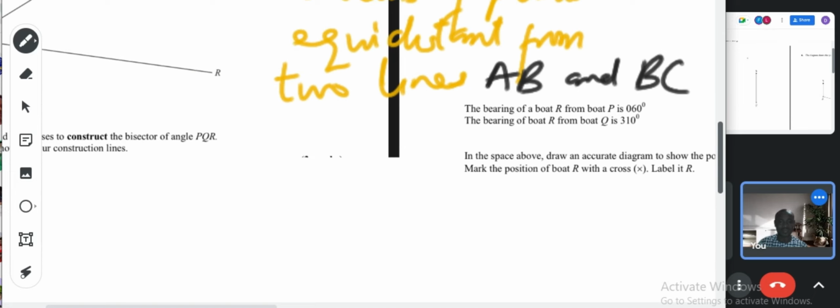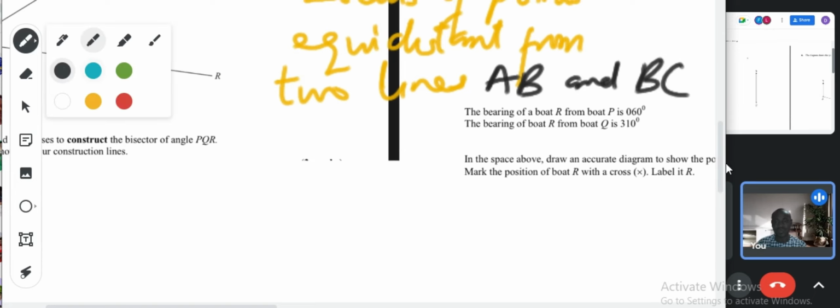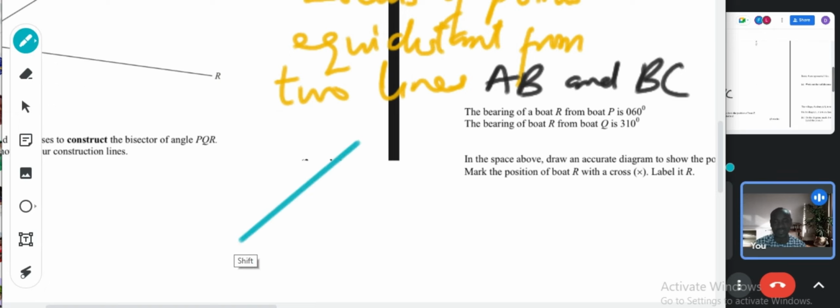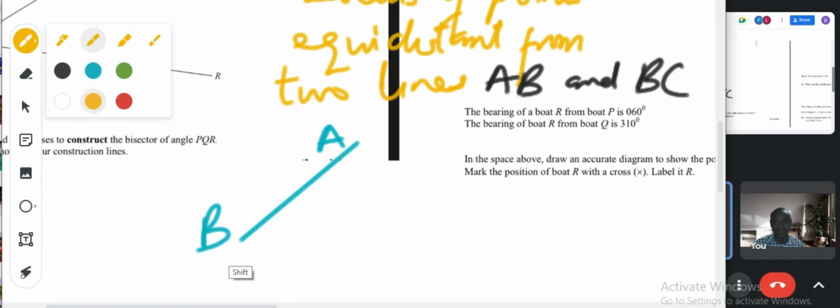Can you see that? Are you all with me? Okay, so for instance, this is AB, A to B, and this is BC, B to C.